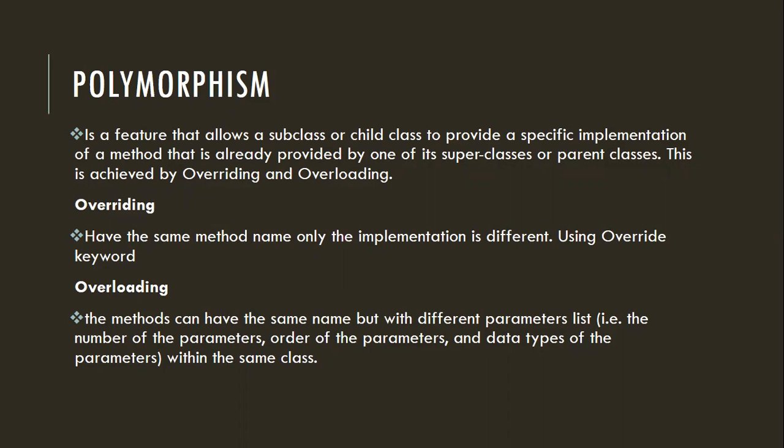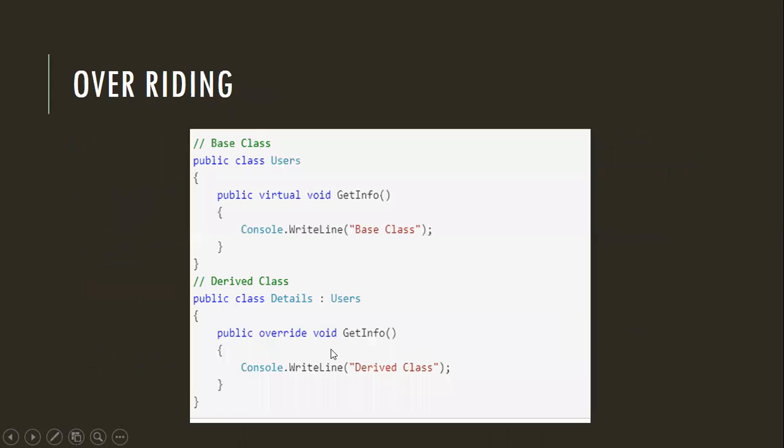Overloading කියලා කියන්නේ the method can have the same name but different parameters: the number of the parameters, the order of the parameters, and the data type of the parameters within the same class. So this is something different. Overriding කියලා කියන්නේ same method, implementation එක විතරක් මෙතන change වෙනවා. Overloading එකේ same method but parameters කියලා එකක් තියෙනවා. I'll show you in this example.